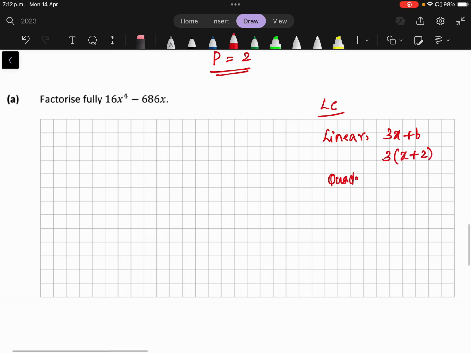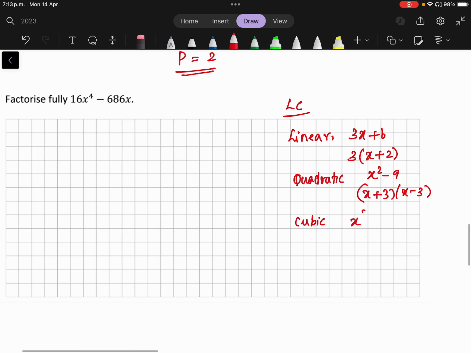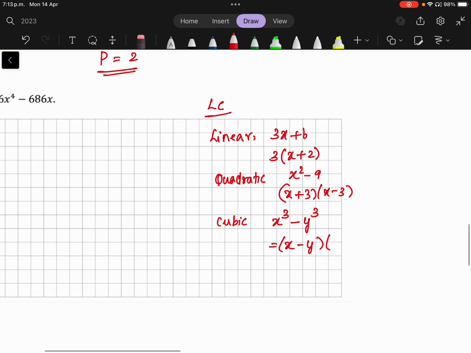And if you have a quadratic expression like x² - 9, there are multiple types of quadratic expression factorizing. So this is one example. This will be (x + 3)(x - 3). And then you have cubic ones, which is an important one for Leaving Cert: x³ - y³ = (x - y)(x² + xy + y²), and the same with x³ + y³, which is equal to (x + y)(x² - xy + y²).